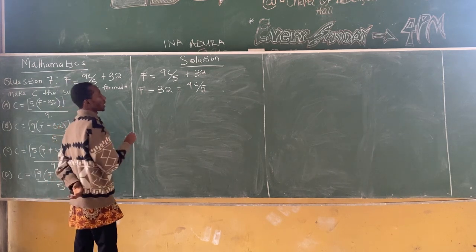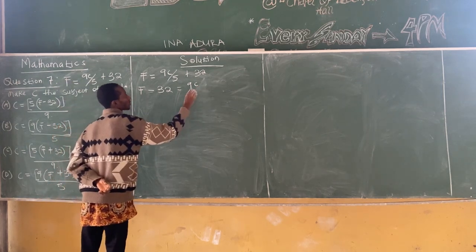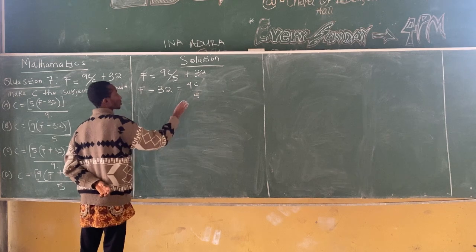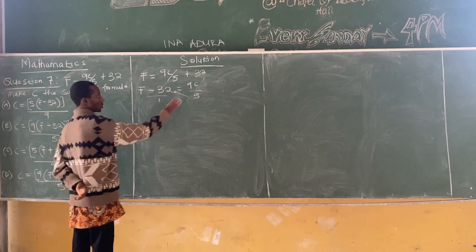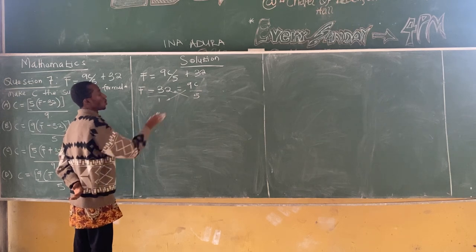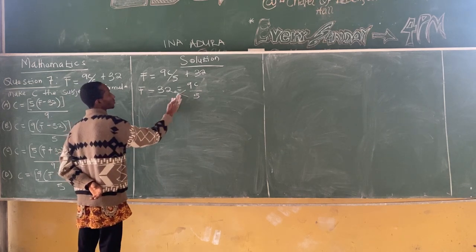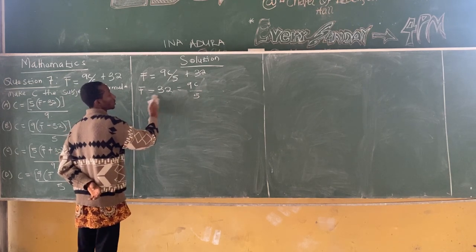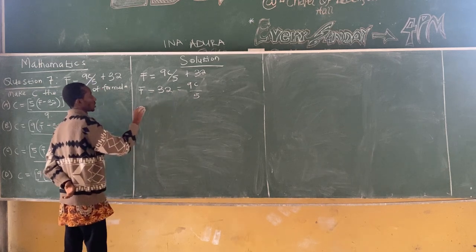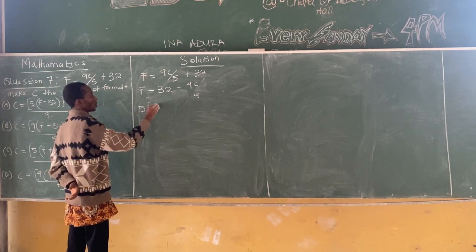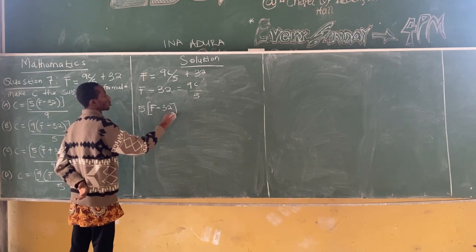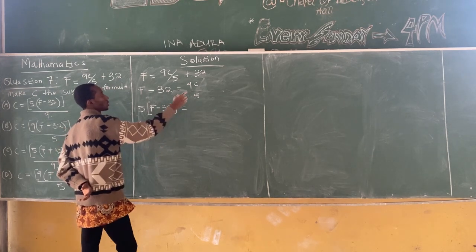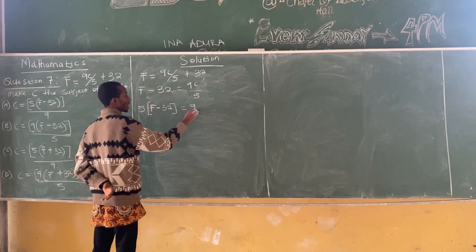If we cross multiply, this is over 5, so this will come here. This is over 1, and this will multiply this. So when we cross multiply, this times this will give us 5 into F minus 32 equal to 9C times 1, which gives us 9C.